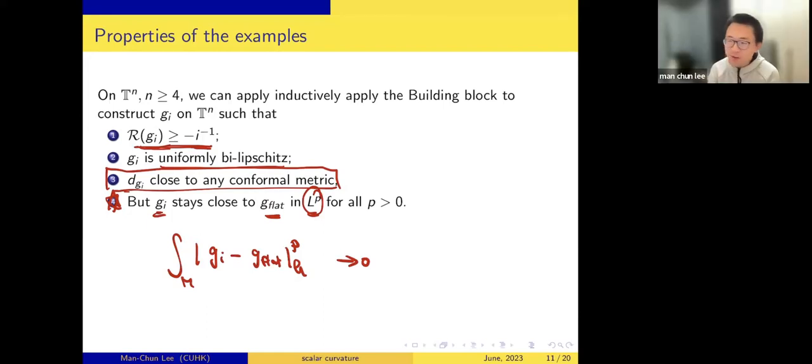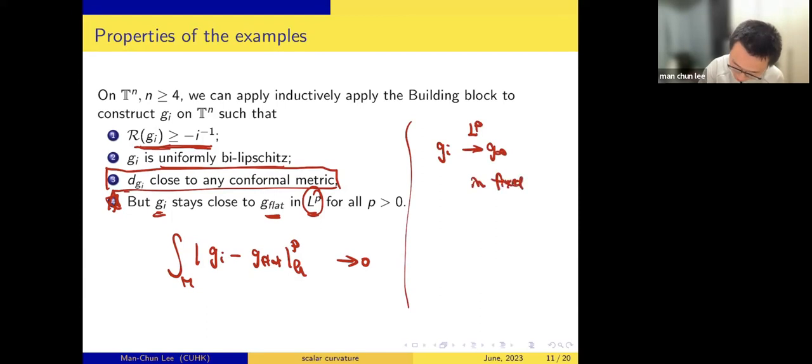Yeah, I know what I mean. But this is another question, because I only think of the question in the baby question. I'm only thinking of the baby question, like this sequence of g_i converging to some smooth metric, but in the LP sense, in some fixed coordinate. I only think about the question in this way first, like the Gromov question.